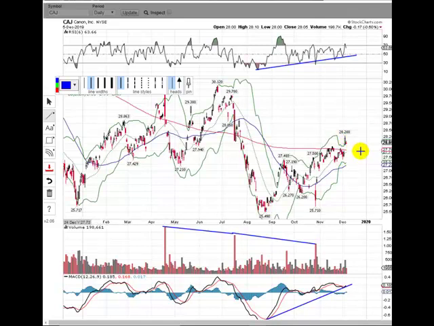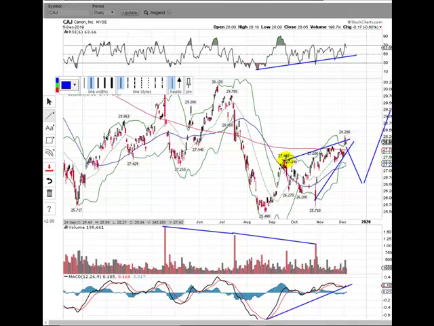So this could have a pullback because of this run up here, and also there's somewhat of a triangular pattern, if you will, right here. It's not super clean, but sometimes those can cause another pullback before heading higher. So just know that's possible.